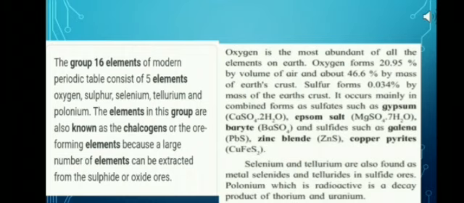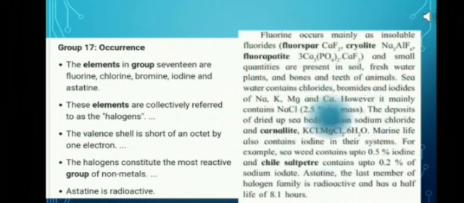Now, group 17 is the halogen family. It has fluorine, chlorine, bromine, iodine and astatine. Here, halogens are very reactive due to high electronegativities. Hence they are not found in the free state. They occur in the form of compounds. In the periodic table, these elements are collectively known as halogens, derived from the Greek word that means the salt producers. They mostly combine with the s block elements to form various types of salts.